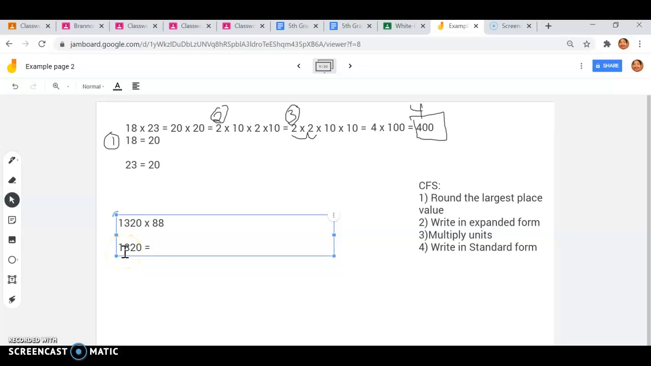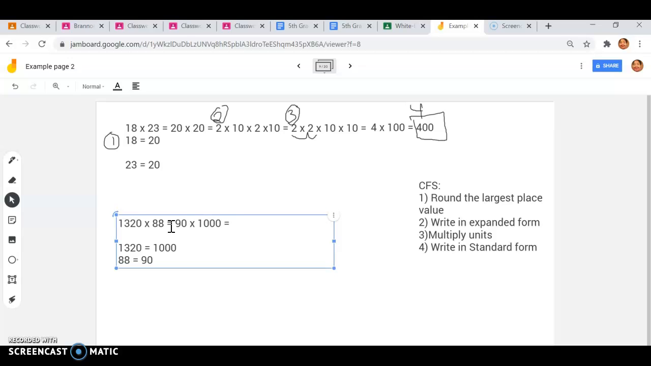5 or more, raise the score. 4 or less, let it rest. So then 1,320 is going to become 1,000. Same with 88, okay? We're going to use this 8 to round to our tens place. So then 88 is going to round up to 90 because, again, 5 or more, raise the score. 4 or less, let it rest. So then we're going to be working with 90 times 1,000.